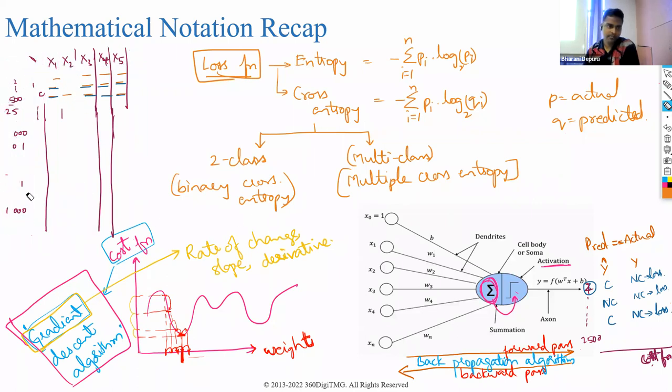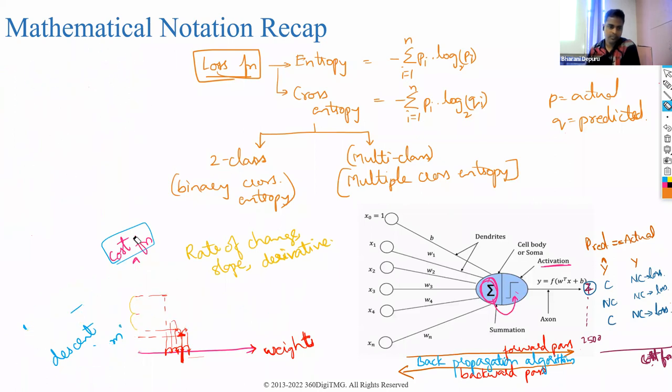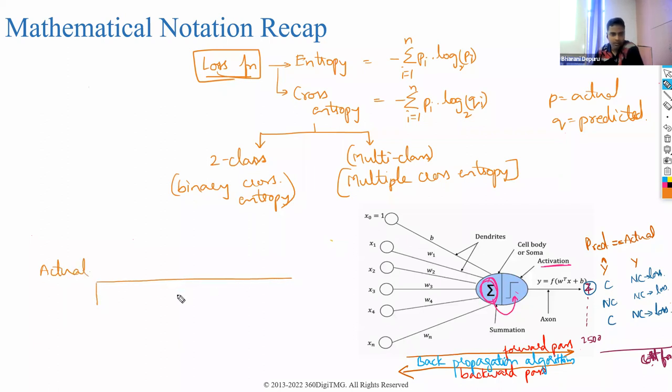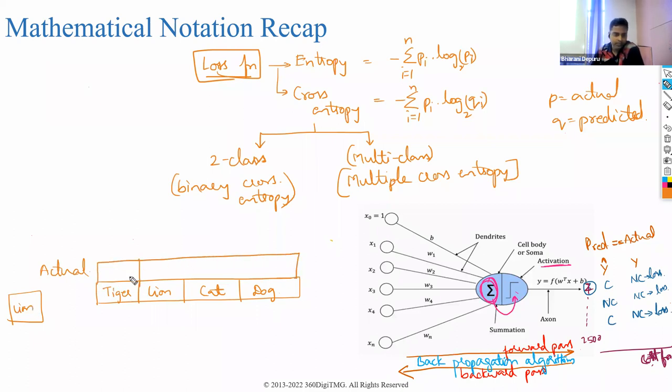What do I do? Shall I erase these things? Okay. Suppose you have the actual class, and say you're dealing with images: tiger, lion, cat, and dog. Say you have these four classes. If this image is of a lion, in the actual data it is 0, 1, 0, 0. That means this is a lion. There's 100% confidence that it is a lion. It's not a tiger, not a cat, not a dog, because it's a lion.